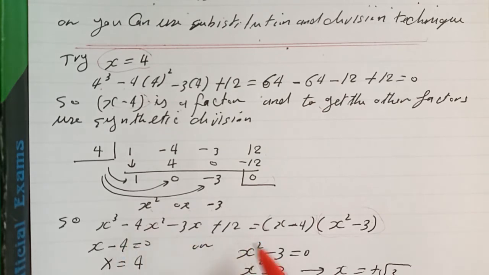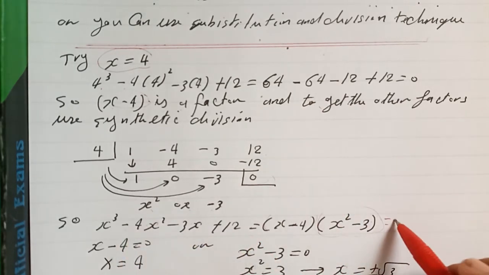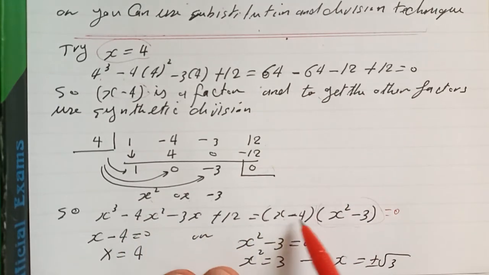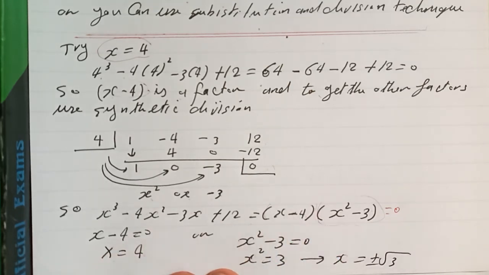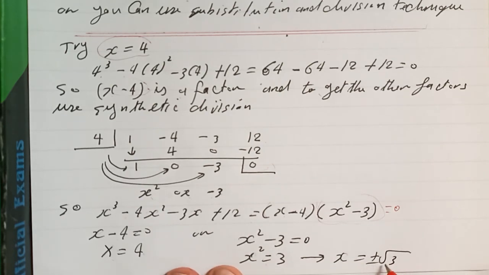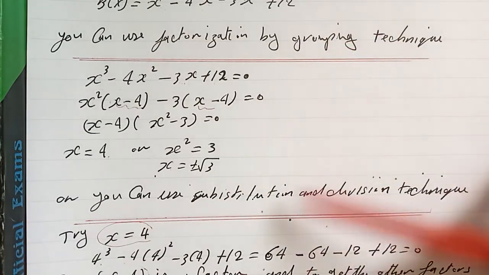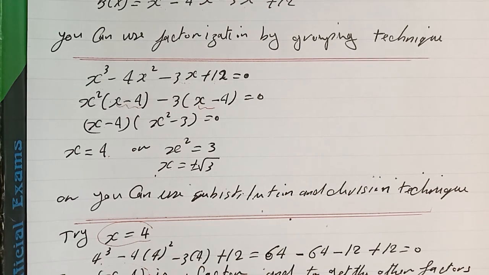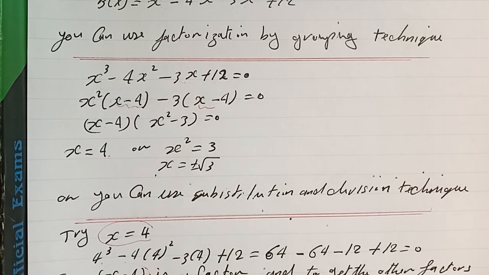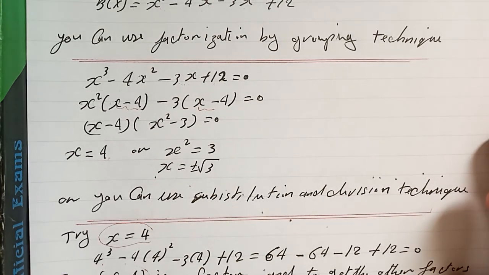Since this equals 0, it's either x minus 4 equals 0, so x equals 4, or x squared minus 3 equals 0, so x squared equals 3, so x equals positive or negative square root of 3. These are the two techniques. I want you to watch this video twice before going to the practice.